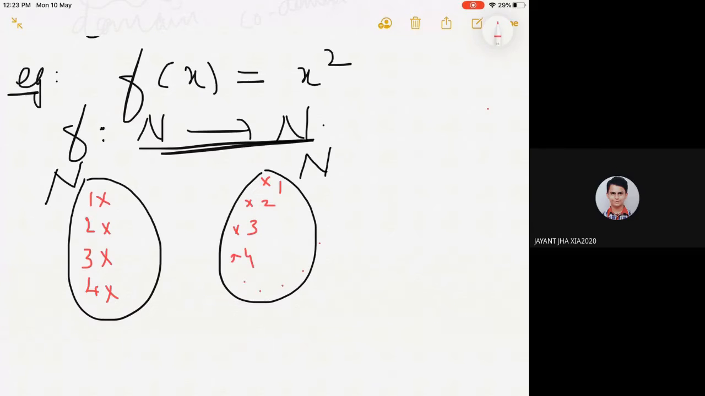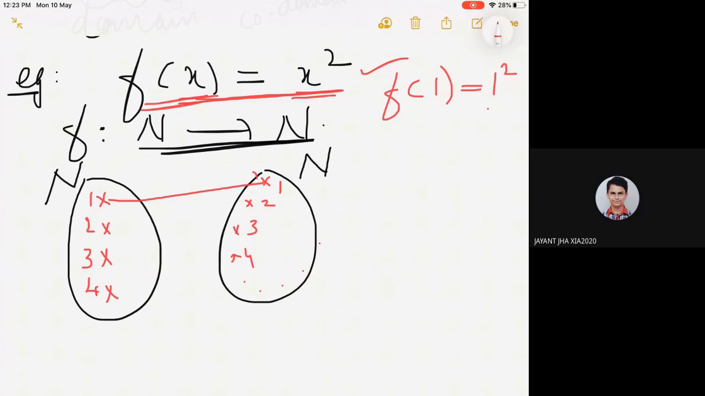Now if you are taking the mapping, what will be the image of 1? The image of x is x square. F of x means it is the image of x, and it is given with this equation. How to find the image of x? You have to apply this algebraic expression x square. So what is the image of 1? Image of 1 is 1 square, and that is equal to 1.